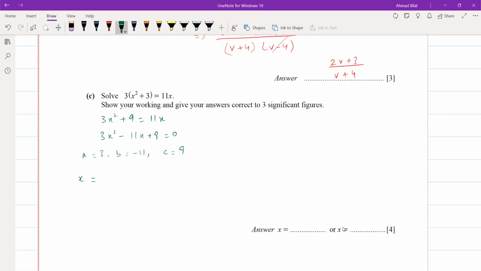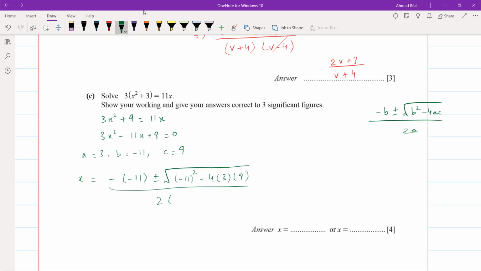So x equals minus b. B की value क्या है? Minus 11. So remember the formula is minus b plus minus square root of b square minus 4ac divided by 2a. So minus b, that's this minus 11 plus minus square root of, remember bracket में लिखना है हमेशा, minus 11 का whole square minus 4 into 3 into 9 whole divided by 2 into 3. Make sure you show this work.